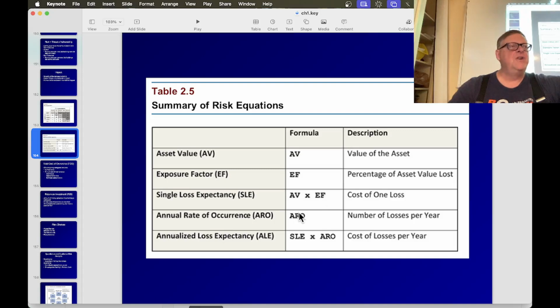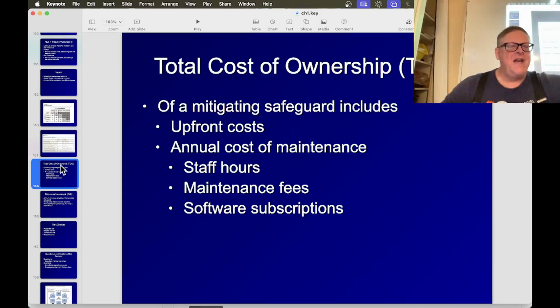Then annual rate of occurrence is how many of those things you expect to happen per year, and that gives you the total amount of damage per year you expect to have. And therefore, that's the amount of money you should be willing to spend to prevent it. That's the idea. So you get the total cost of ownership.